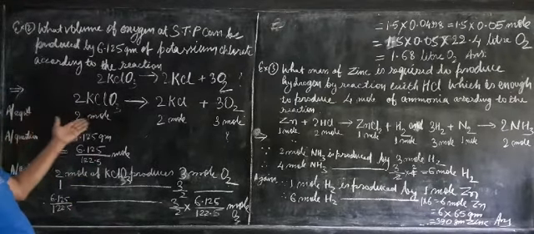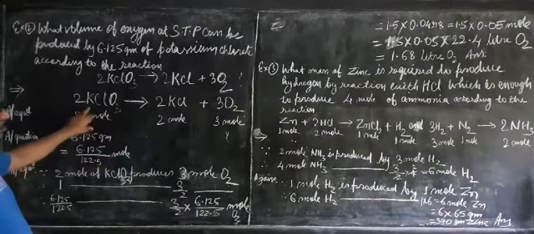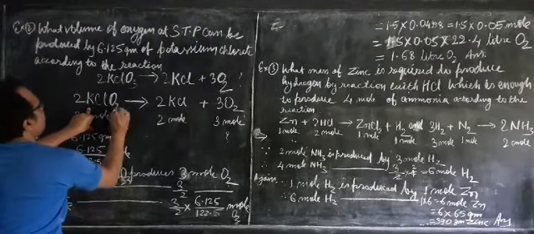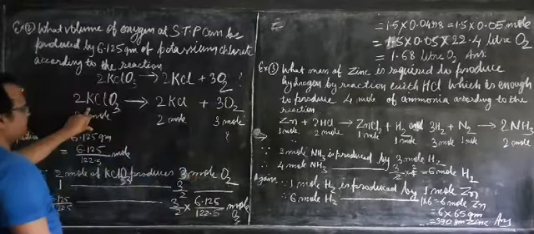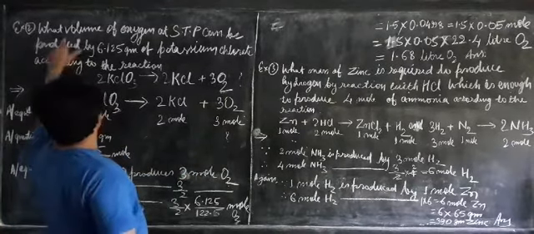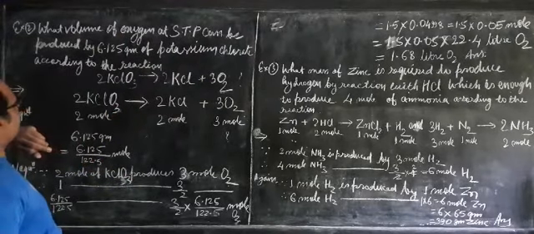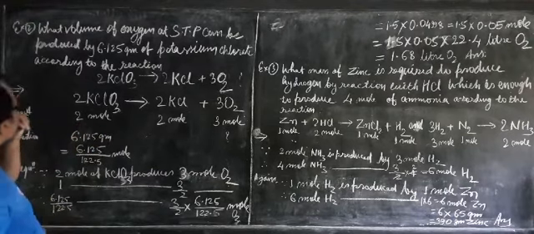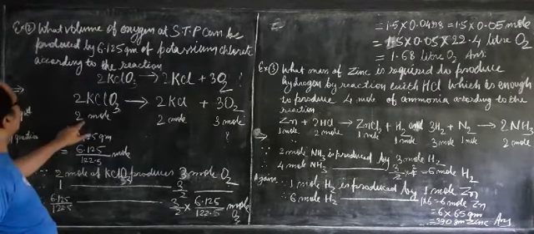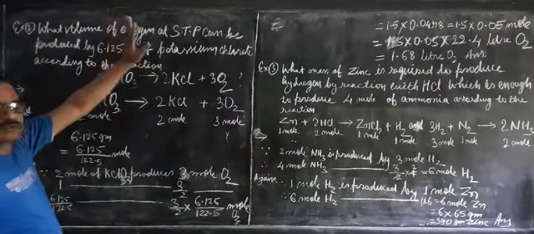Now, according to the equation, you write the molar ratio. What is the molar ratio? 2 mole of potassium chlorate undergoes dissociation and produces 2 mole of potassium chloride and 3 mole of oxygen. What has been asked to calculate? What volume of oxygen is required? So you can see here, 2 mole produces 3 mole. So this much gram of potassium chlorate, how much will it produce?